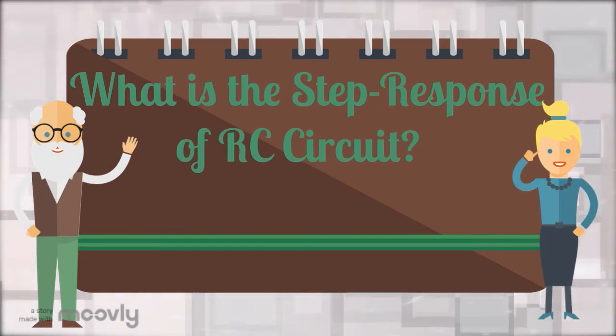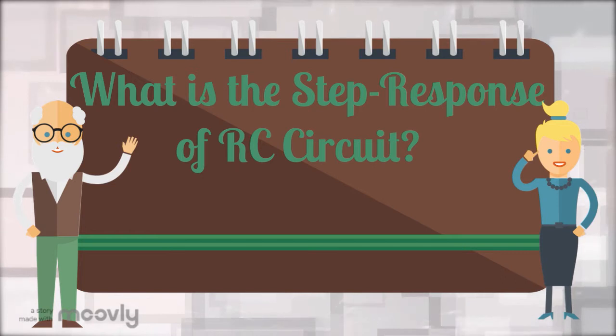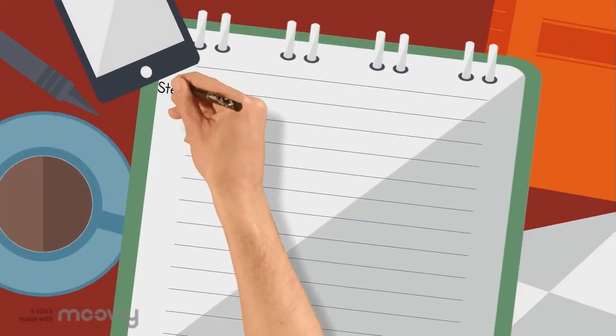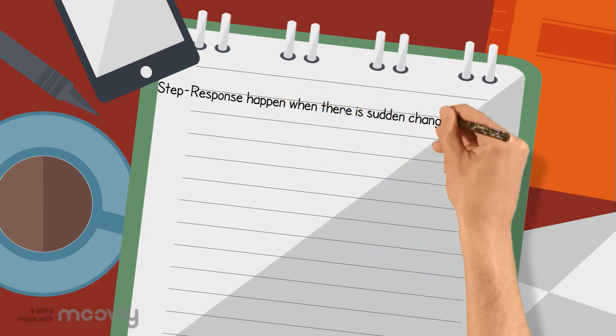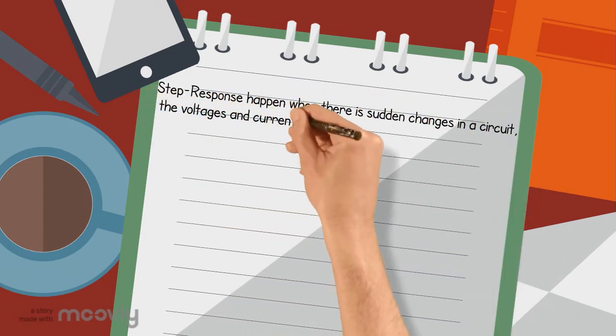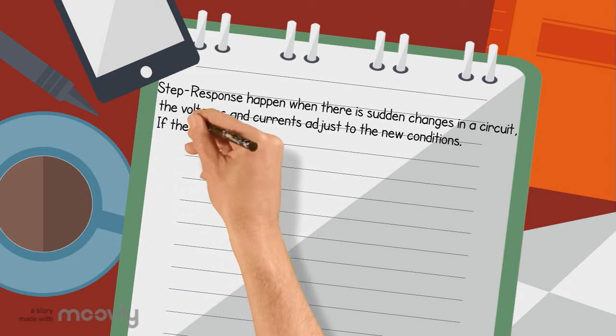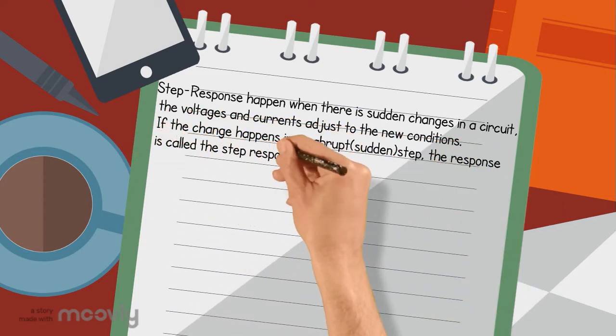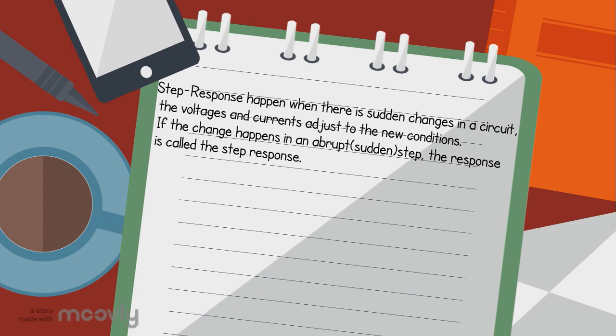In this video, we will show you what the step response of an RC circuit is and how it works. First of all, step response happens when there is a sudden change in a circuit and the voltage and current adjust to the new conditions. If the change happens in an abrupt or sudden step, the response is called the step response.